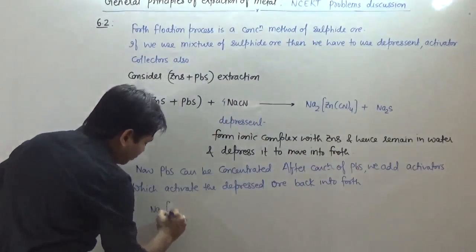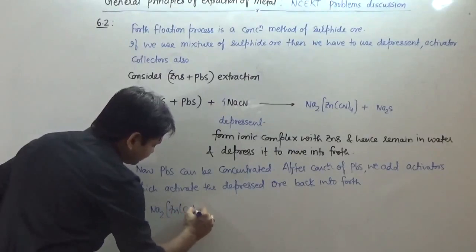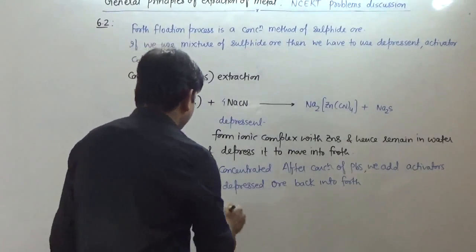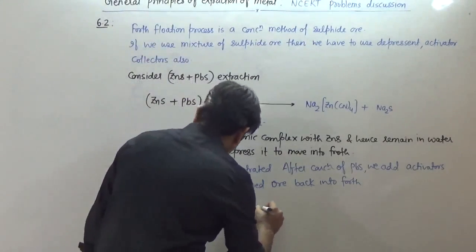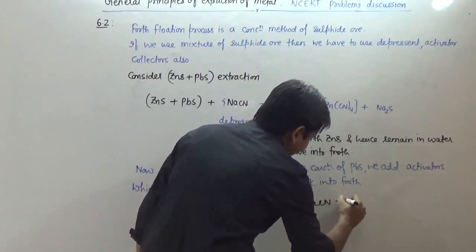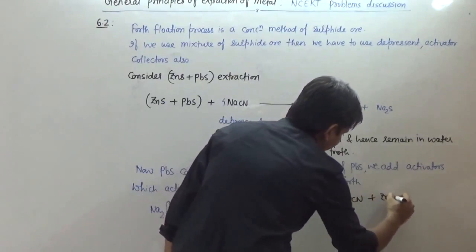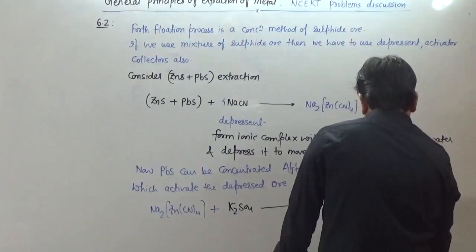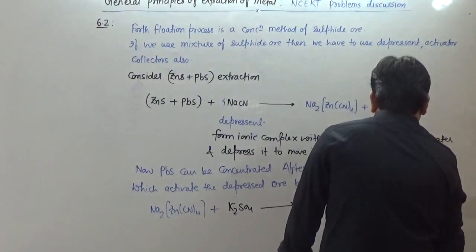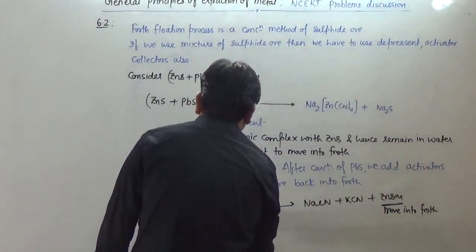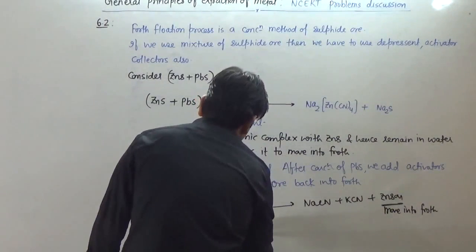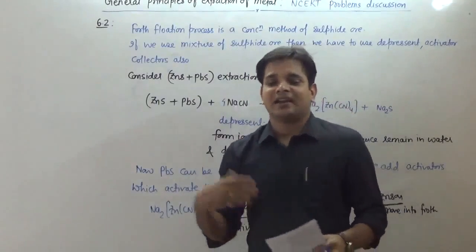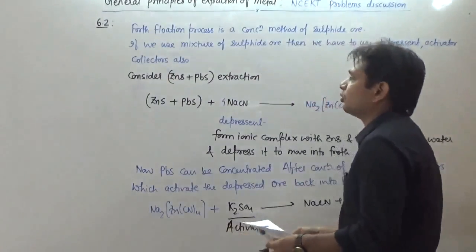So if you take Na2[Zn(CN)4], and suppose you are taking K2SO4 etc., it will form NaCN plus KCN plus ZnSO4. So this is the material which will move into the froth, and you will have zinc sulfide moving into the froth. This is called an activator. So an activator actually activates the depressed material to move into the froth.